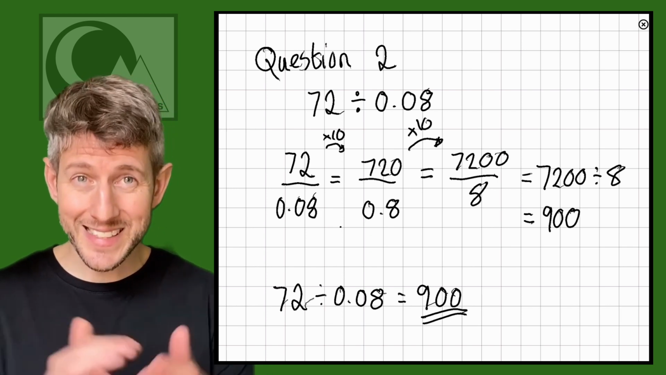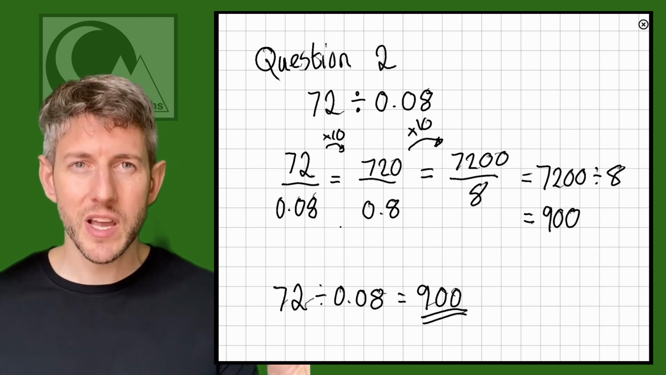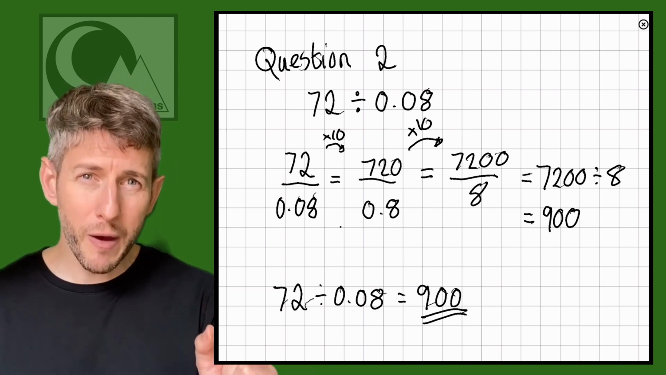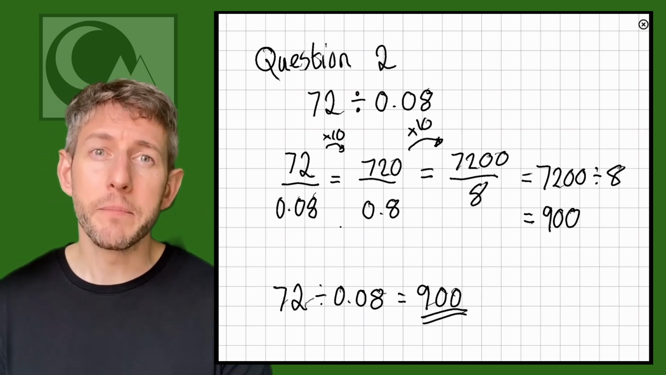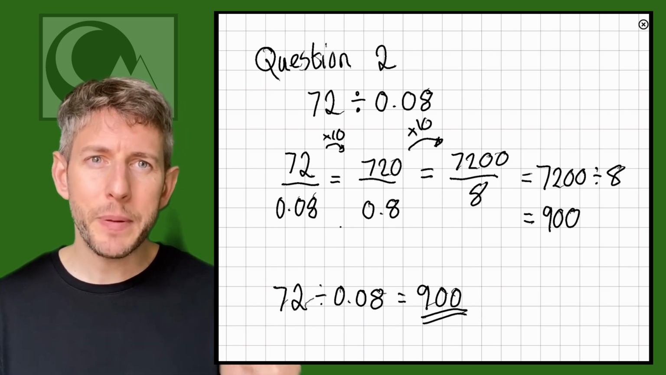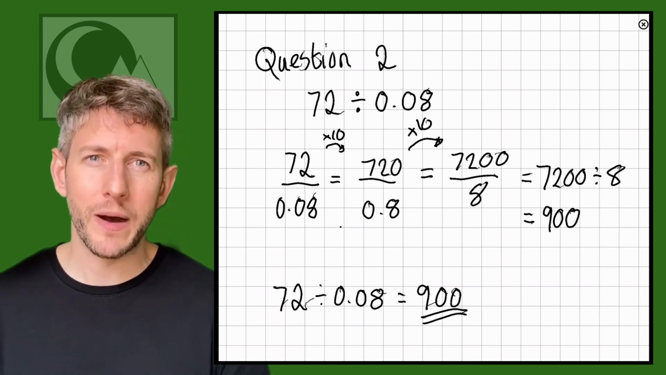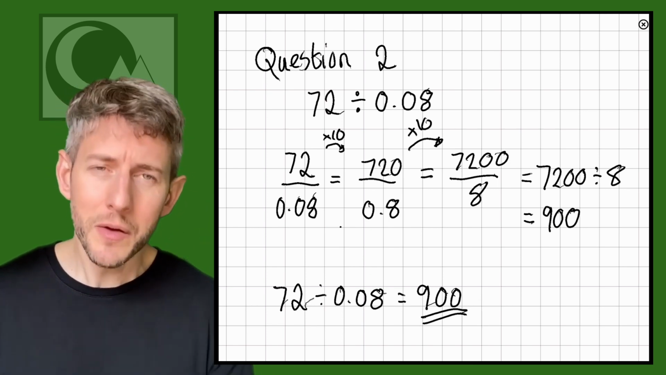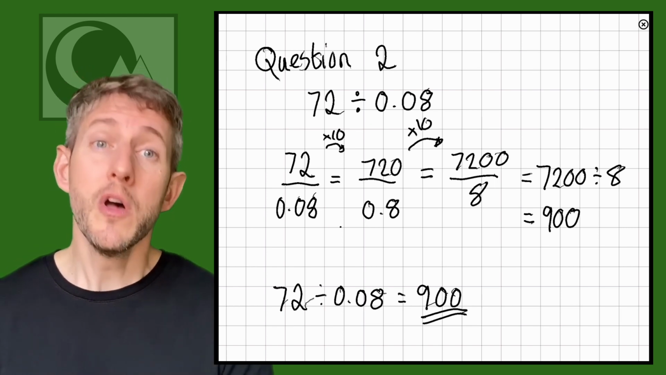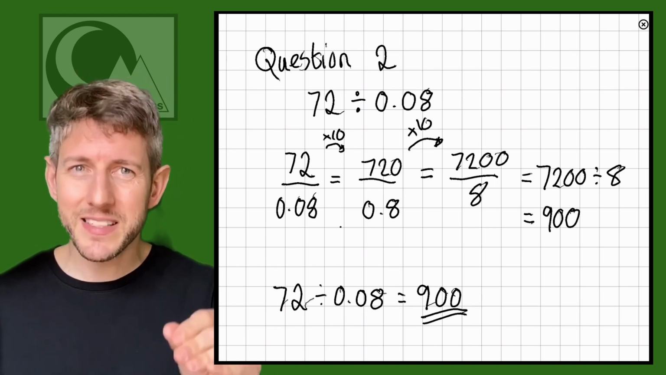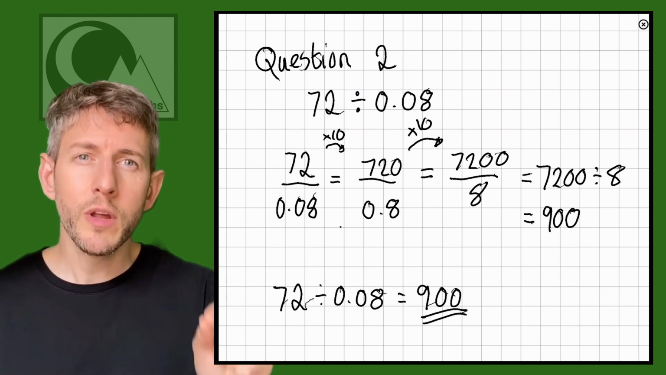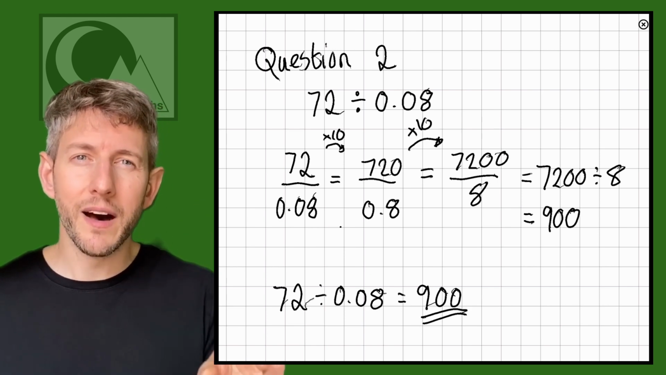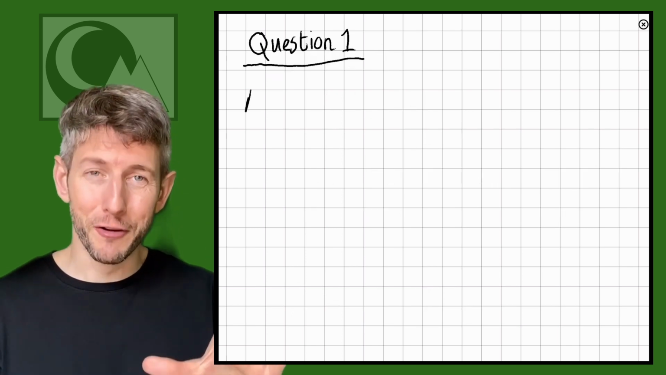So again, it seems confusing because the number is so large, but actually, if you think about 0.08, it's absolutely tiny. Think about how many 8p's fit into 72 pounds. It's going to be loads. Well, it's going to be 900. We just worked it out. But it makes sense if you think about it like that. When you're dividing a number by a small decimal, the answer will be large. So don't be thrown off.